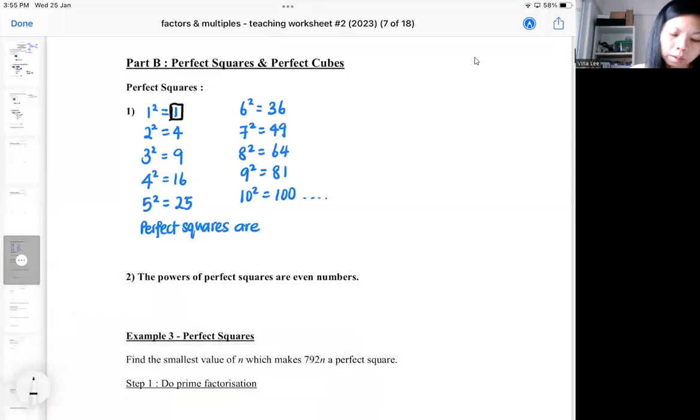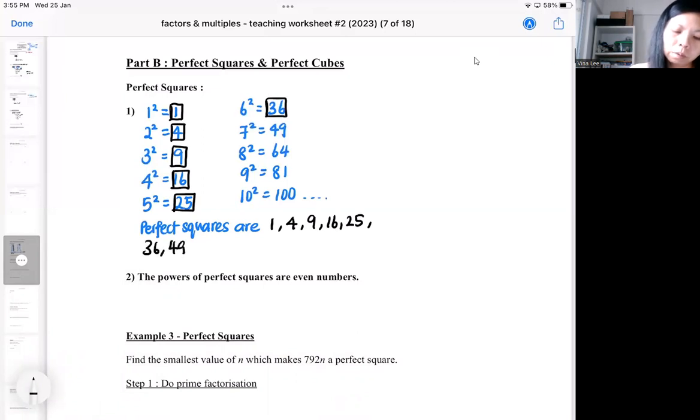So the perfect squares are 1. So 1 is a perfect square. It came from 1 square. 4 is a perfect square. It came from 2 square. 9 is a perfect square because it came from 3 square. So all the numbers here are the perfect squares.